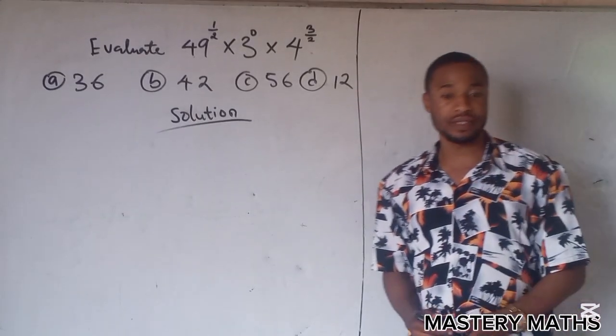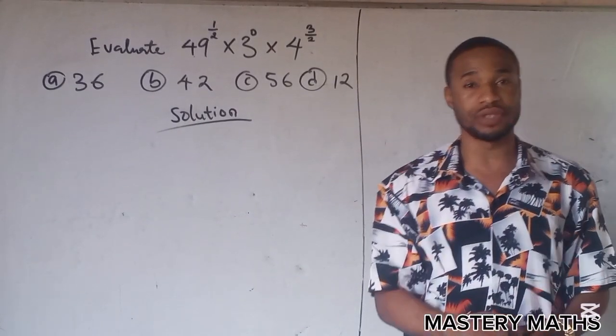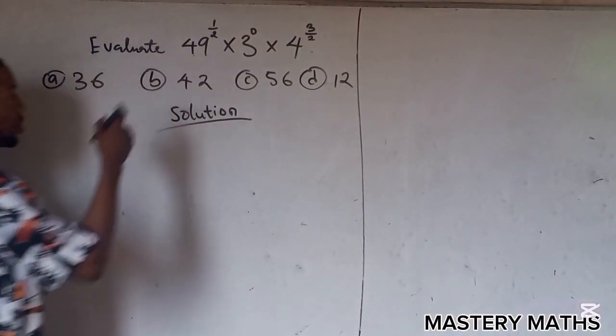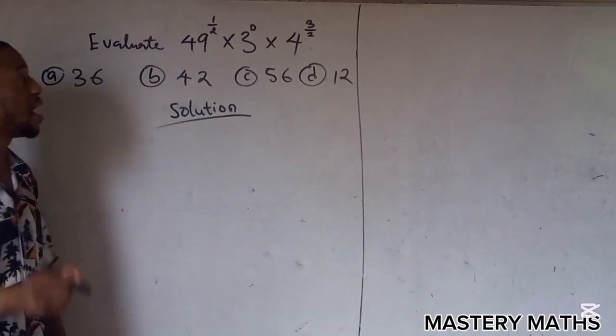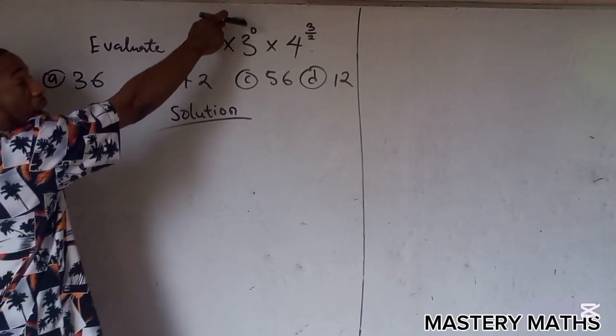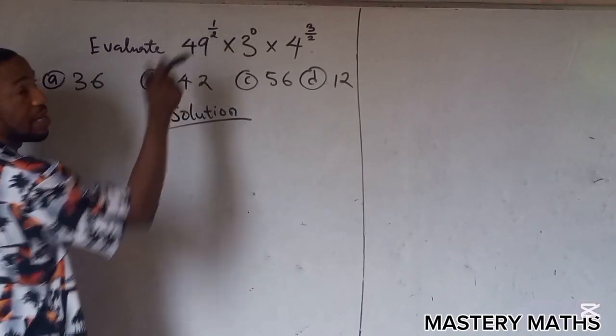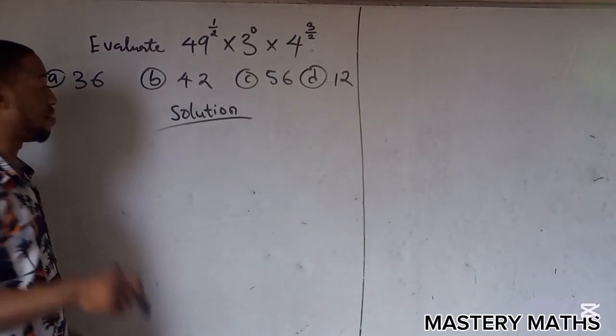Now, there's only one way of finding out. The only way we can find the answer to that question on the board is by solving. Now, let's solve. On the board, you have the solution. Whenever you have a power on the board that is half, it means radical.